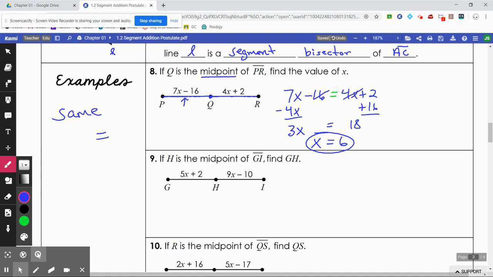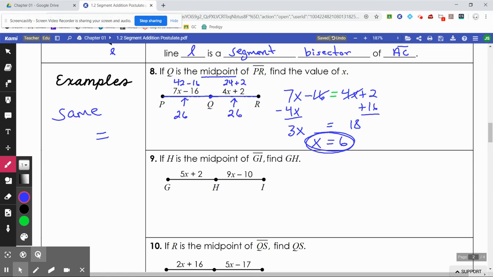It is now 7 times 6 minus 16. That would be 42 minus 16, which is 26. 4 times x plus 2 is no longer 4 times x plus 2. It is now 4 times 6 plus 2. Why? Because x is 6. 4 times 6 is 24 plus 2, which is 26.